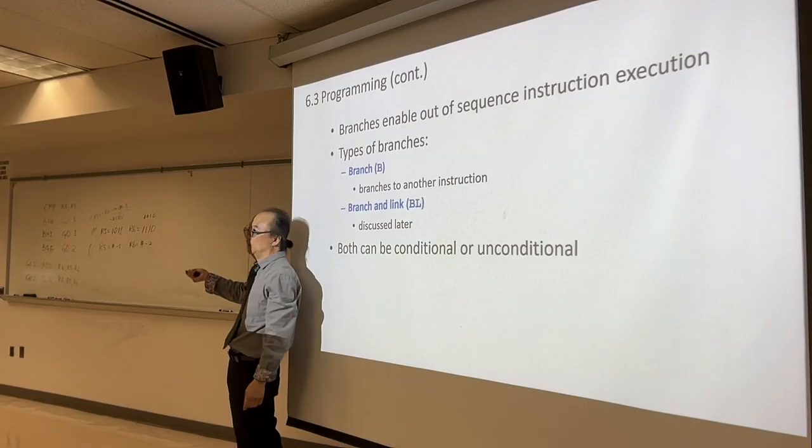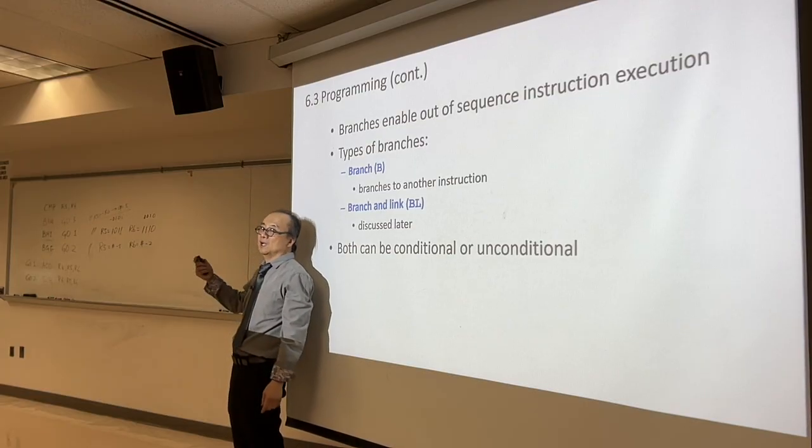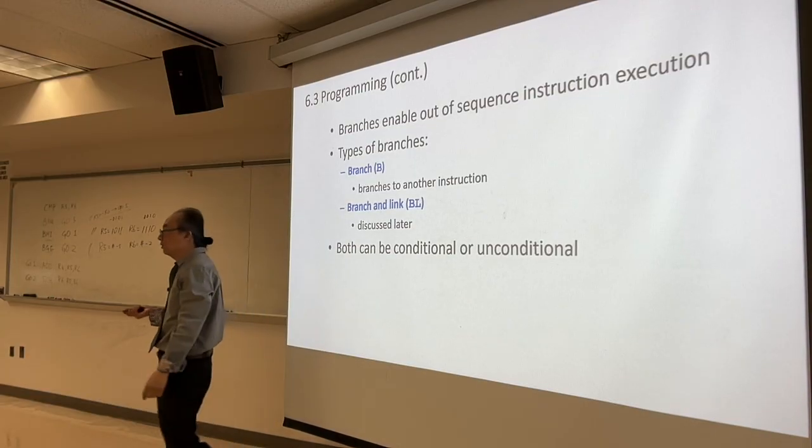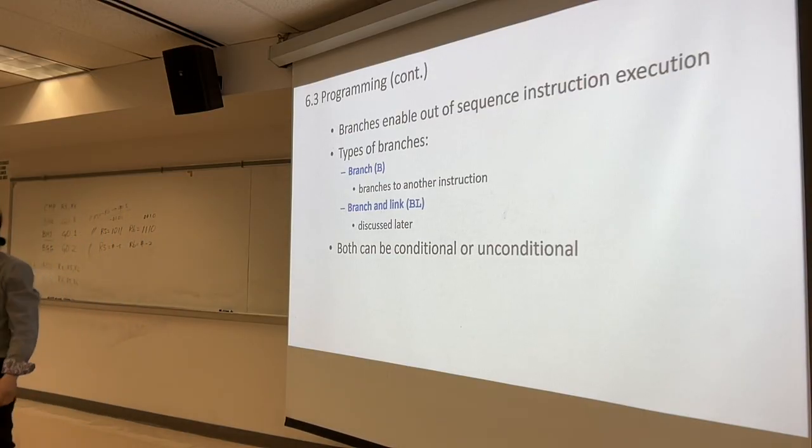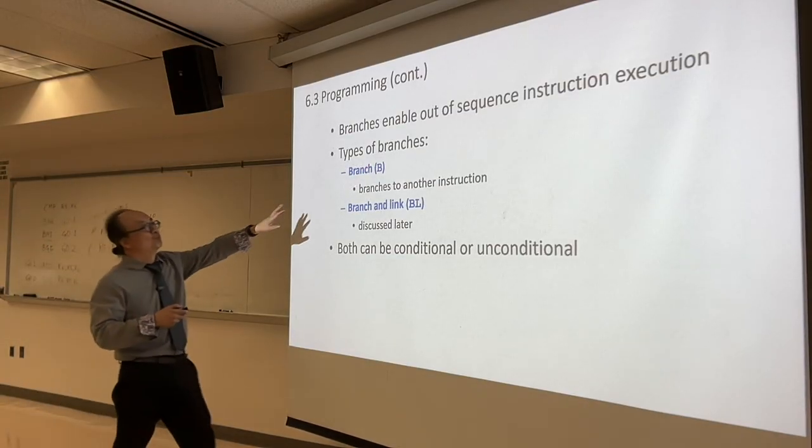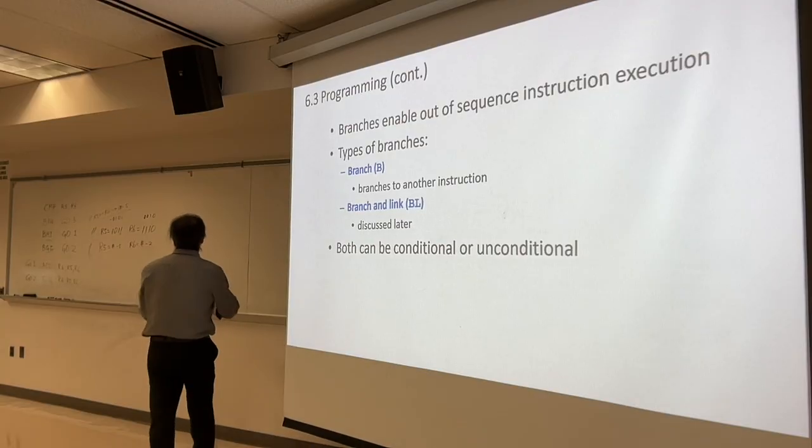Branch instruction, up to this point, there's a conditional branch: branch if equal, branch unsigned higher, branch not equal. There's a condition, right? But there's also branch with no condition, which also uses three letters.